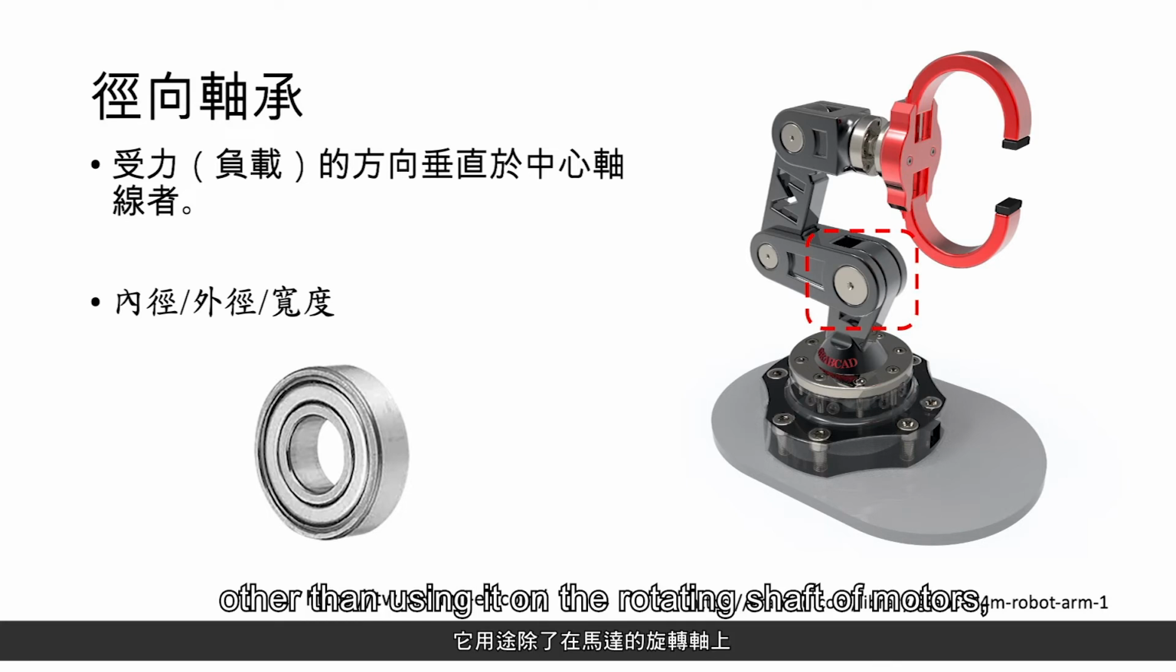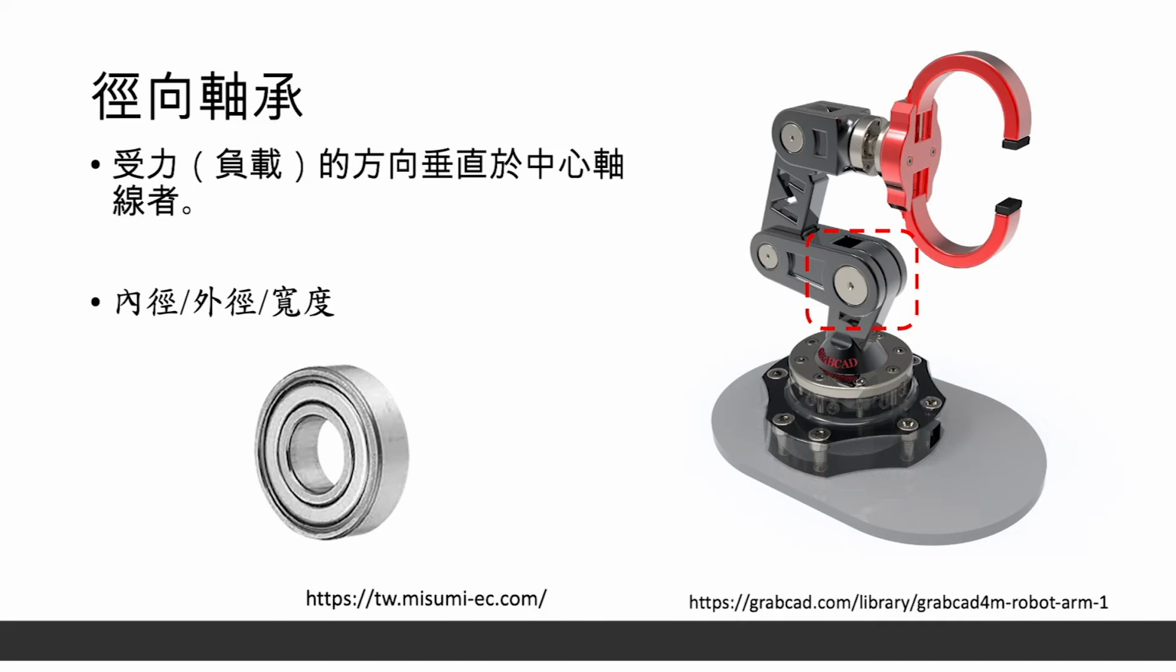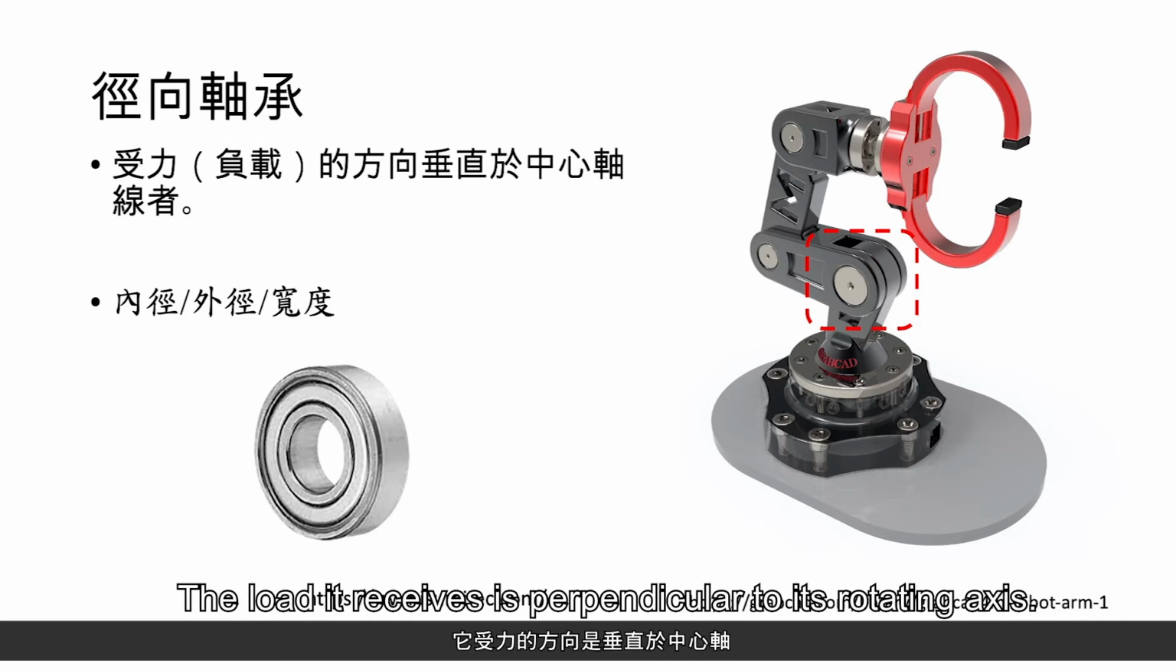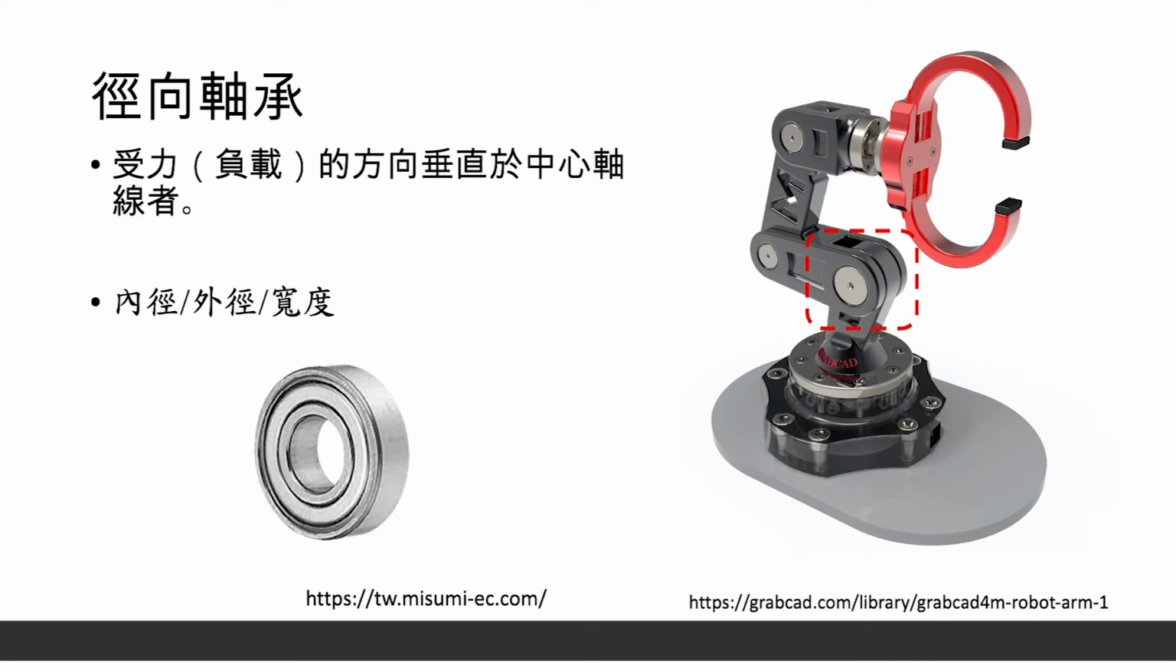When you buy a bearing, other than using it on the rotating shaft of motors, some parts of the robotic arm have rotating shafts, so we will buy the bearing to install it in such places. Bearings are divided into 2 types. One is called radial bearing. The load it receives is perpendicular to its rotating axis, such as in here. We use a radial bearing.